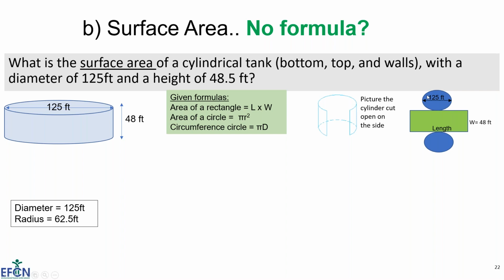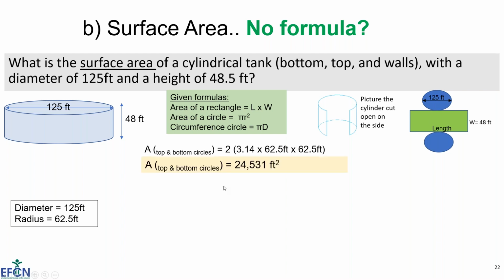So you're picturing this as a cylinder that's been cut open. That way we can get the area of this circle, the area of this, and add it to the area of this rectangle. So first of all, we want to get the area of the top and the bottom of the circles. And so we want 2, signifying the top and the bottom. And the area of that circle is simply 3.14 multiplied by 62.5, which is the radius, and 62.5, which is the radius of that circle. Now I come up with the area of the top and the bottom as 24,531 square feet. So that's just half of the problem done.